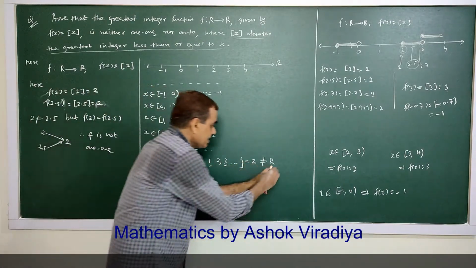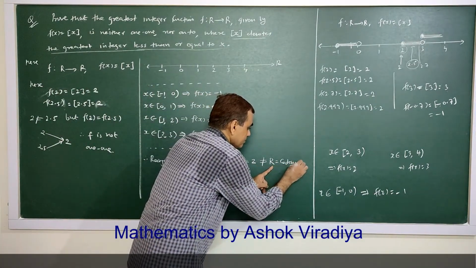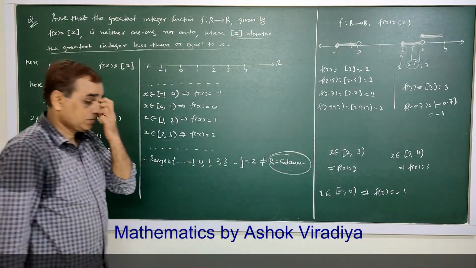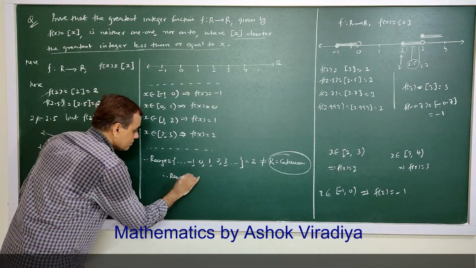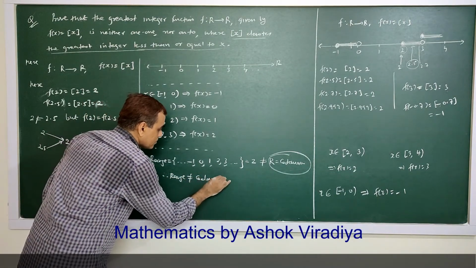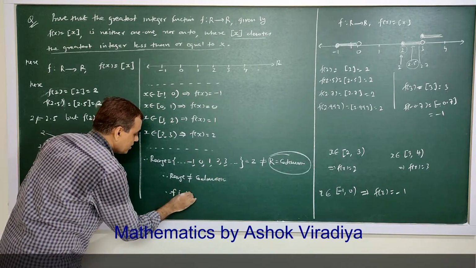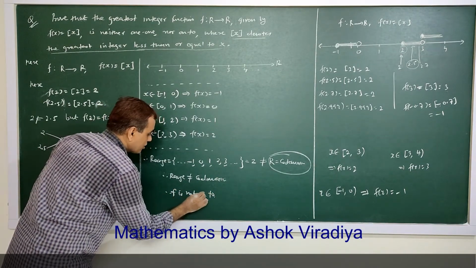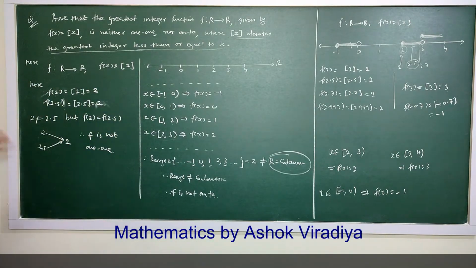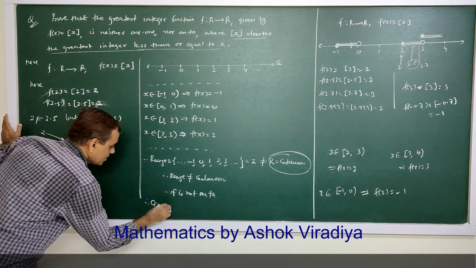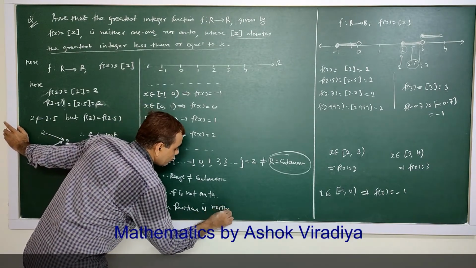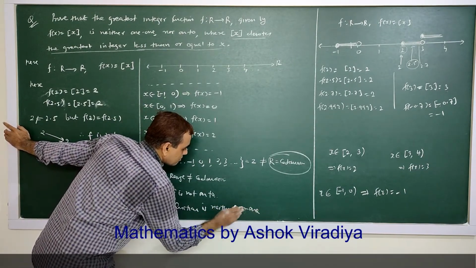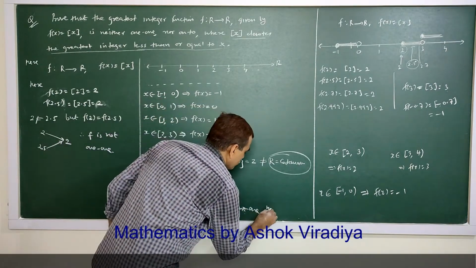R is codomain. So range is not equal to codomain. So this function is not an onto function. So the given function is neither 1-1 nor onto. Therefore, the given function is neither 1-1 nor onto.